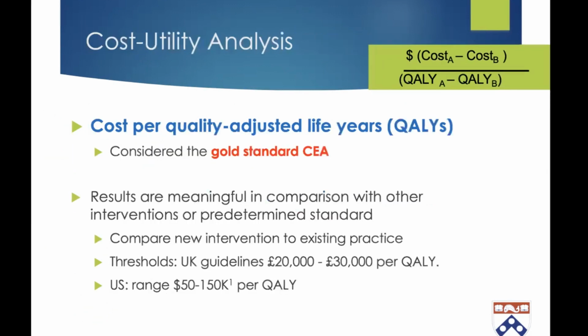So again, this is cost per quality, and it results from meaningful comparison with other interventions or just a predetermined standard. Again, this really allows comparison of your new intervention to an existing practice. The UK has set guidelines, 20 to 30,000 pounds per quality gain, as sort of their benchmark. The US, it's not used explicitly in decision making. There's no specific dollar value, but the range right now is $50,000 to $150,000 per quality gained as sort of the acceptable or considered high value care.